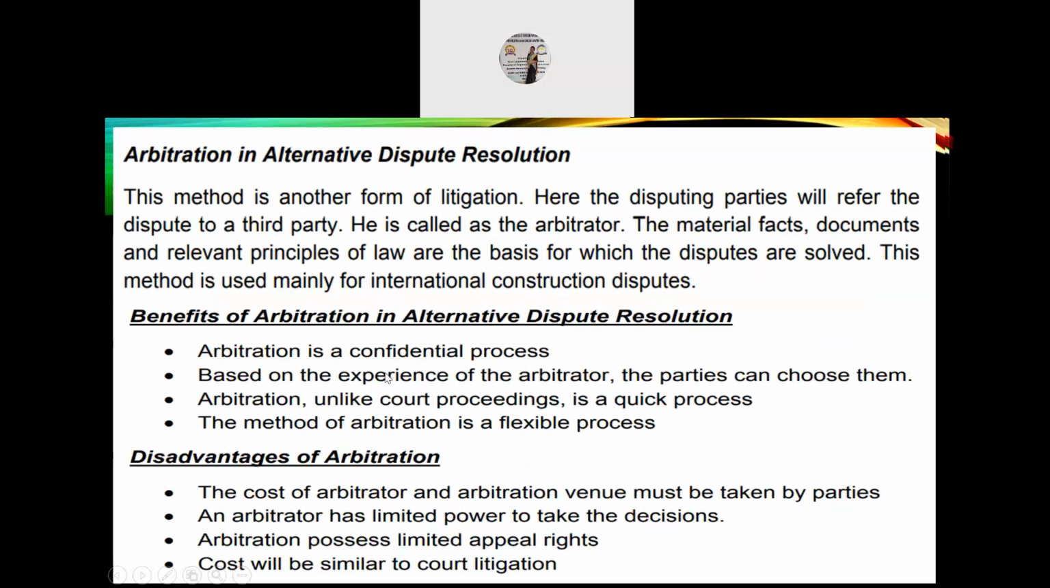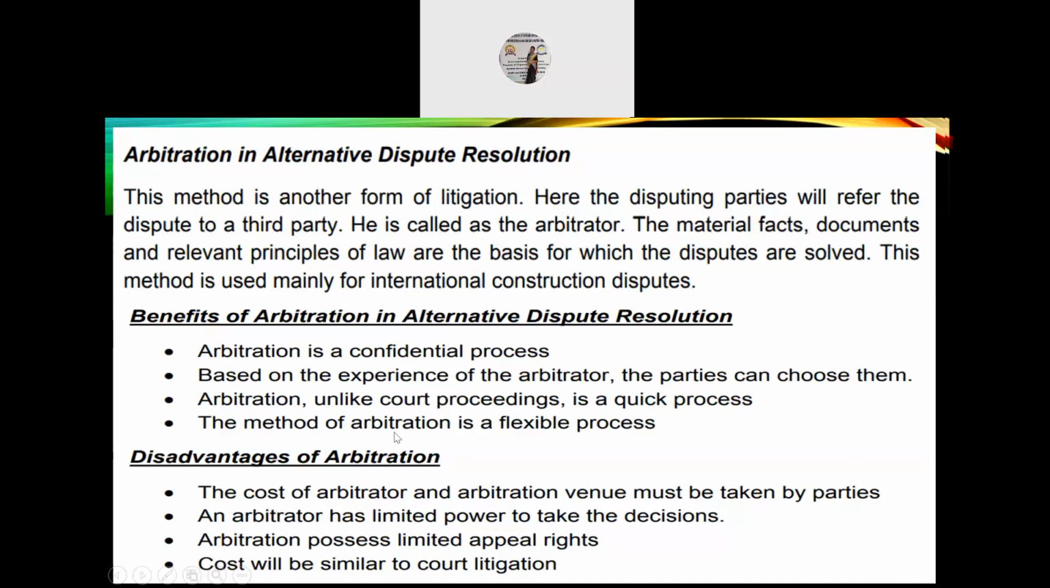Next, arbitration in alternative dispute resolution. This method is another form of litigation, and here the disputing parties will refer the dispute to a third party. He is called the arbitrator. The material facts, documents, or relevant principles of law are the basis on which the disputes are solved.